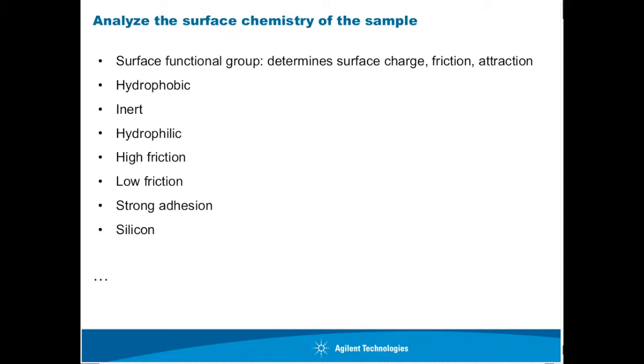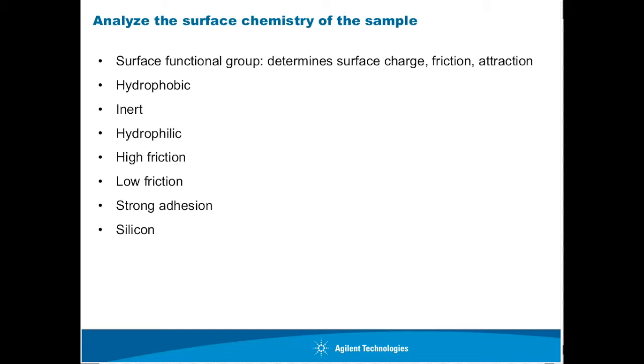The next thing is to take a look at the surface chemistry of the sample. A sample with different kinds of functional groups, whether it is hydrophobic, hydrophilic, inert or highly reactive, will also determine what kind of parameters and what kind of tip you use. A silicon sample, for example, is very interesting because from my experience, when you try to use a stiff cantilever to image a silicon sample, you can easily dull your tip if the parameter is too strong.